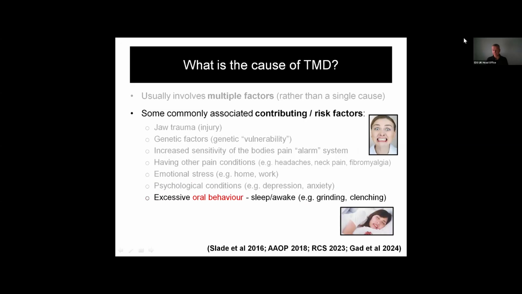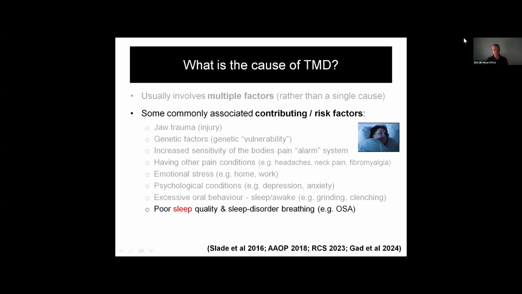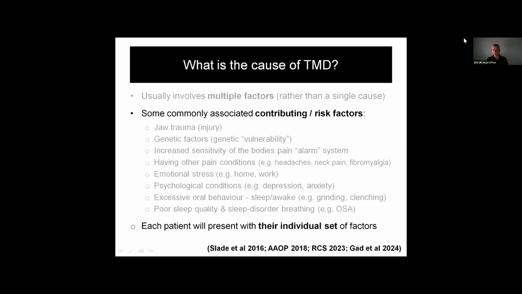Excessive oral behavior, things that you do with your jaw or your mouth, either in your sleep or while you're awake, such as grinding the teeth, clenching the teeth, chewing gum, biting your nails, etc. We'll look at this a little bit more later. Poor sleep quality and sleep disordered breathing, such as obstructive sleep apnea. And each patient will present with their own individual set of factors.